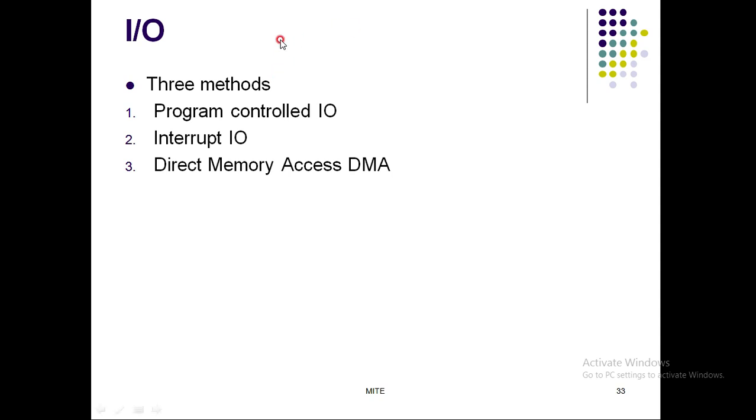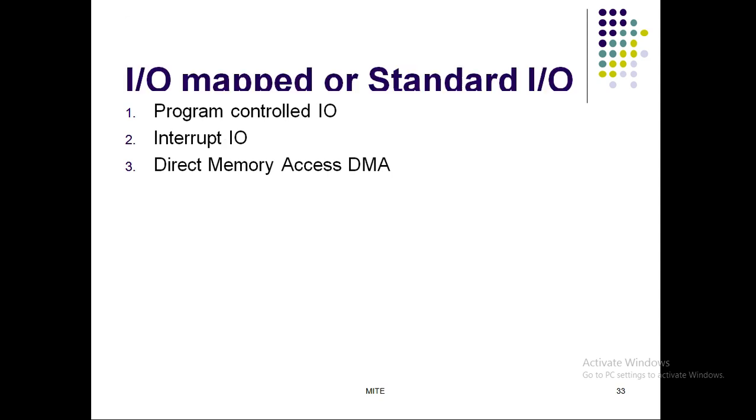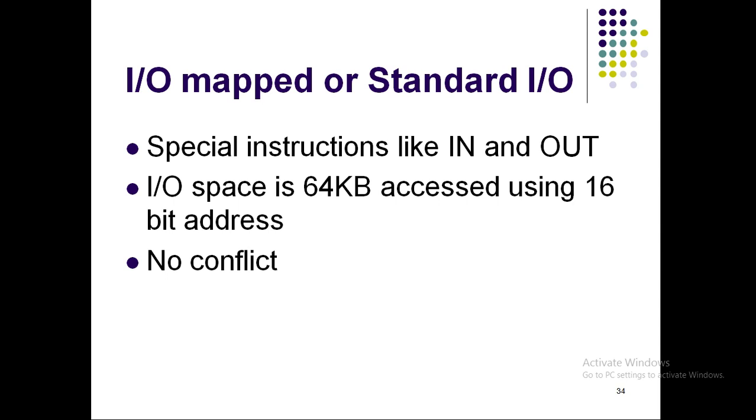Okay, so in order to do it, we have three important methods: one is program controlled IO, the second one is interrupt IO, and the third one is DMA, which stands for direct memory access.